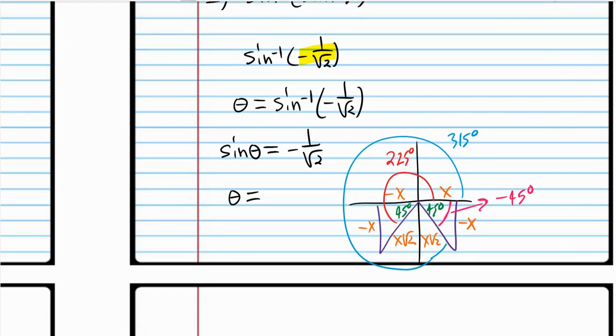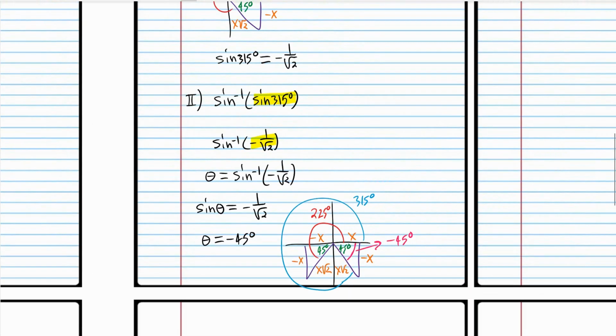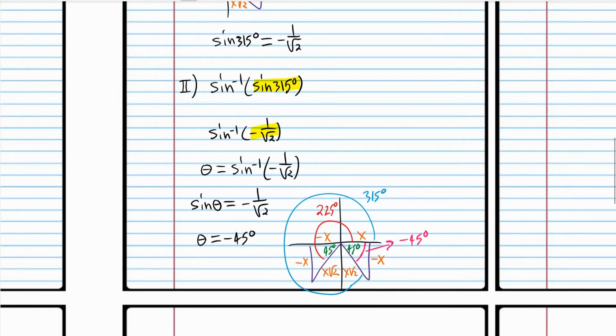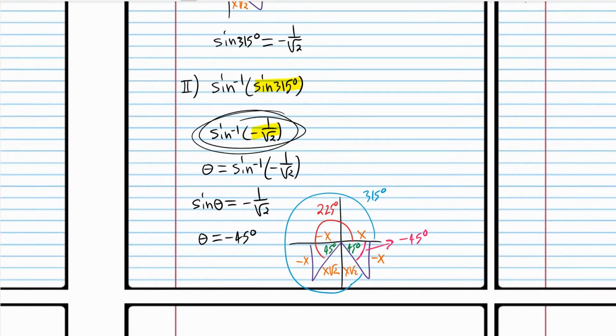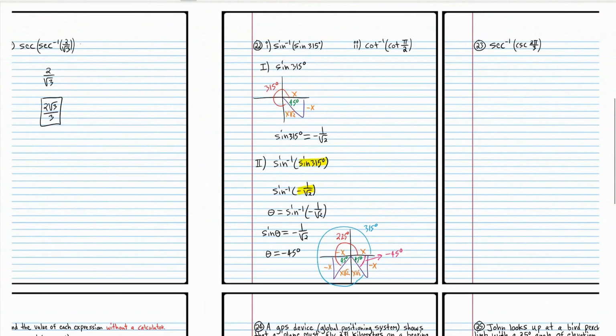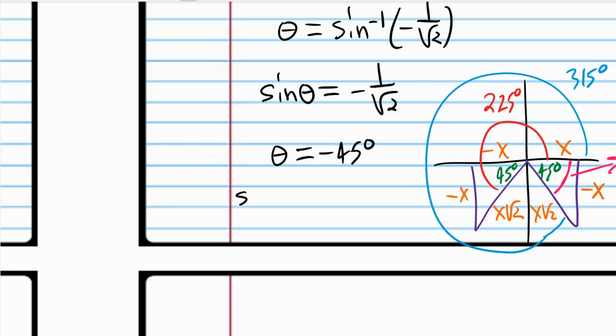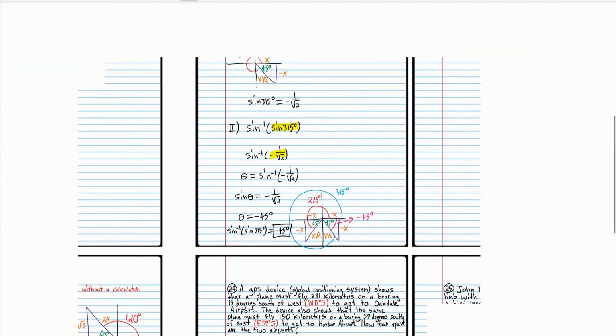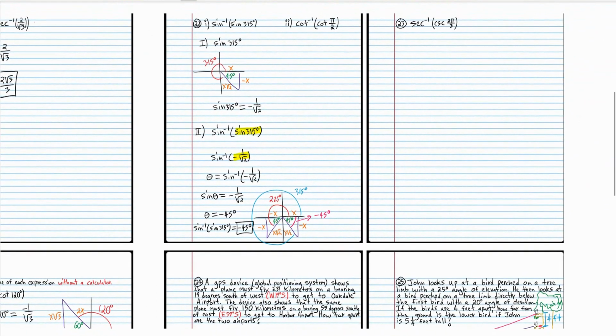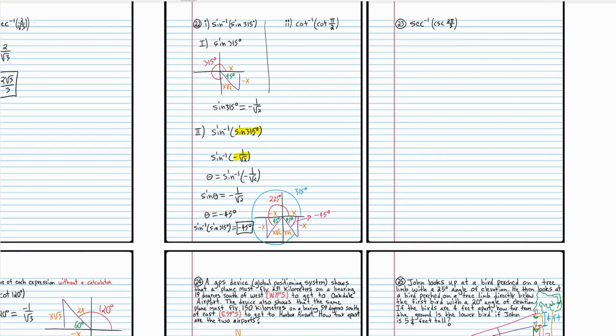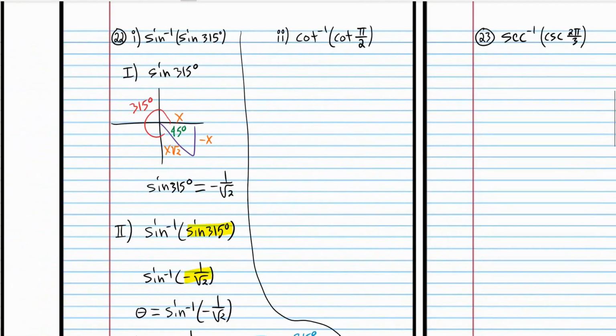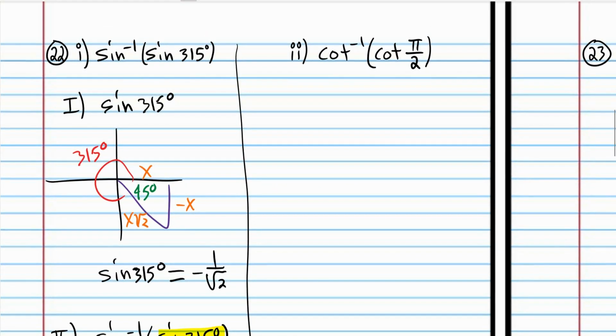Theta is actually going to be negative 45 degrees. So that's the value that we're looking for. So now we can say that sine inverse of sine 315 degrees is negative 45 degrees. So there you go. I'm going to put a divider here. So if you got that right, good. Go ahead and try this problem here.